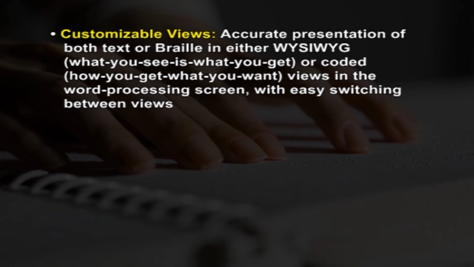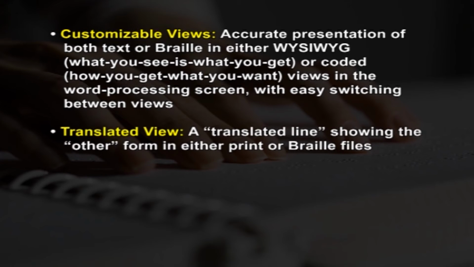Customizable views: accurate presentation of both text or Braille in either what-you-see-is-what-you-get format or coded format is available in the word processing screen with easy switching between views. Translated view: a translated line showing in the other form in either print or Braille files.